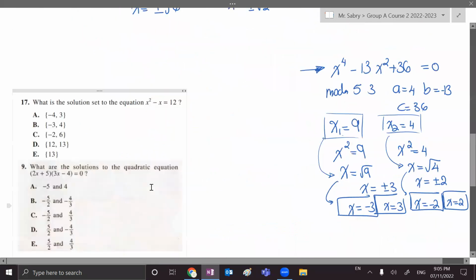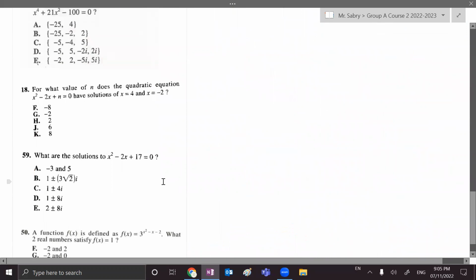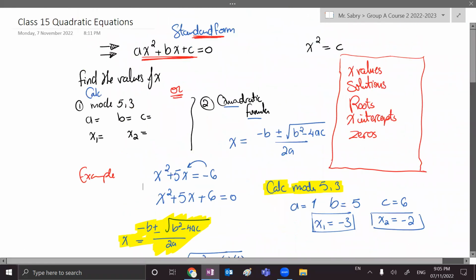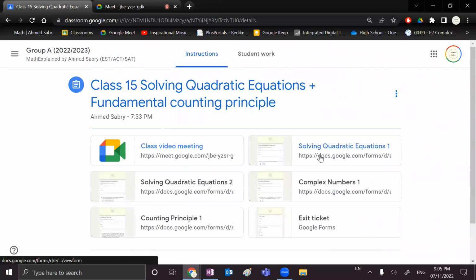خلينا نسحلكوا شوية في حل عشان تفوقوا. And let's actually try to solve أول حاجة خالص اللي هي quadratic equations. So if you head to Google Classroom, please, solving quadratic equations 1.